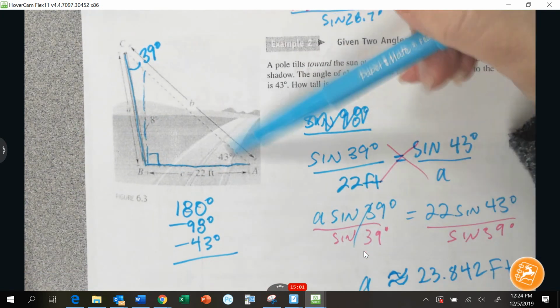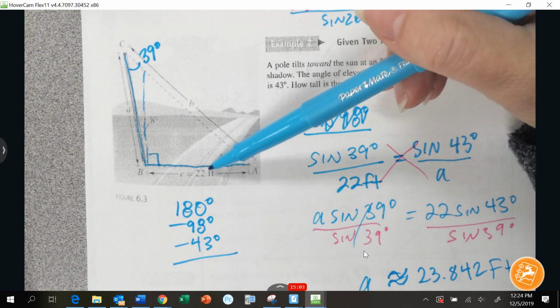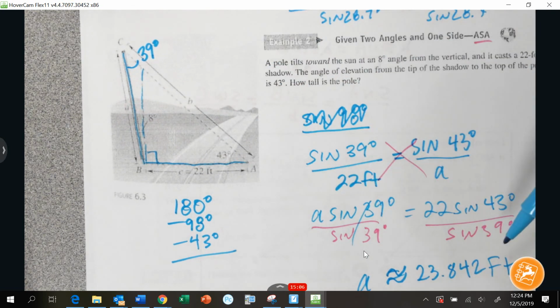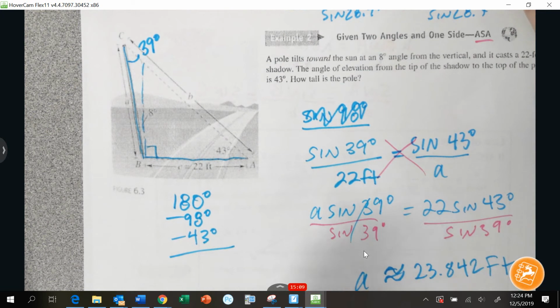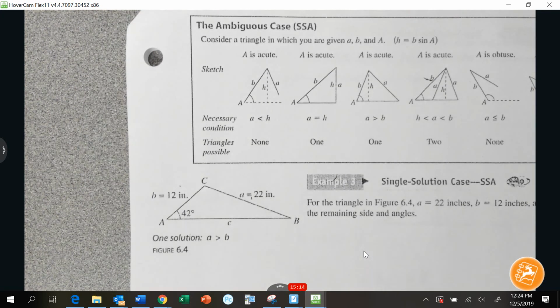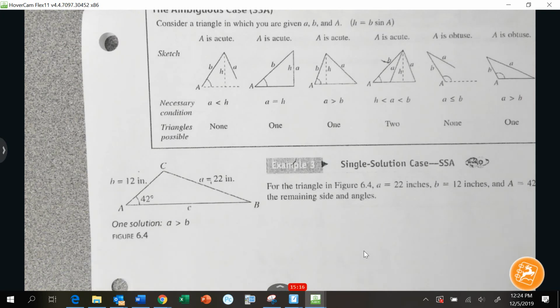So since these are fairly close in numbers, I would figure that 22 and 23.842, those would also be close in numbers. So it makes sense. All right? So that's law of sines. Now this is the hardest part about law of sines. I mean, it's not hard. It's just like the most work.